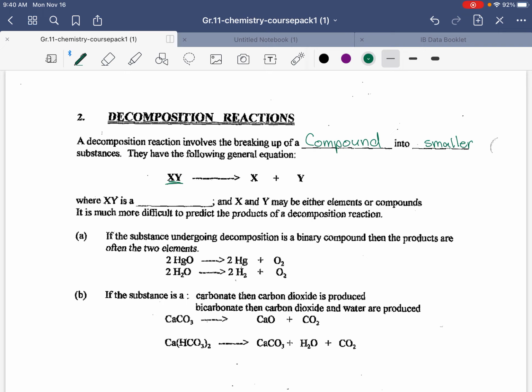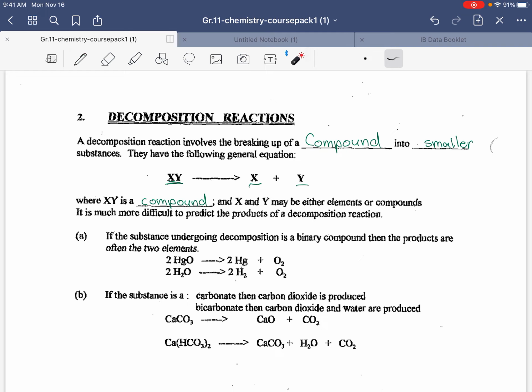And does it have to be elements? Do X and Y have to be elements? And the answer is no. They can be either elements or compounds, just maybe in a smaller scale, okay? Where, of course, XY is a compound, again. And X and Y may either be elements or compounds, depending on what it is. And some of them can be difficult to predict. Okay, so let's take a look at a few examples right here.